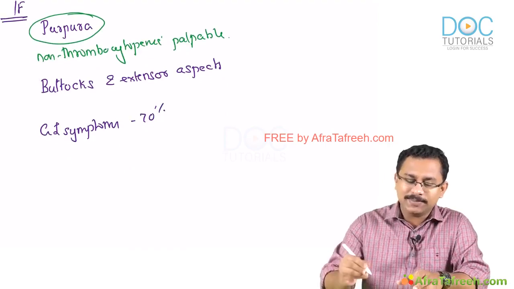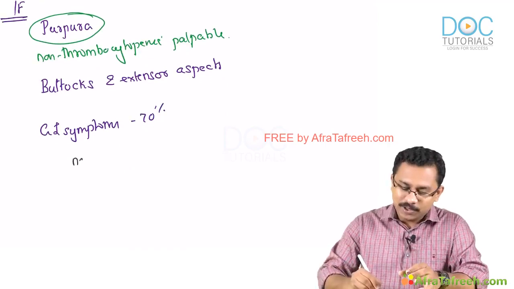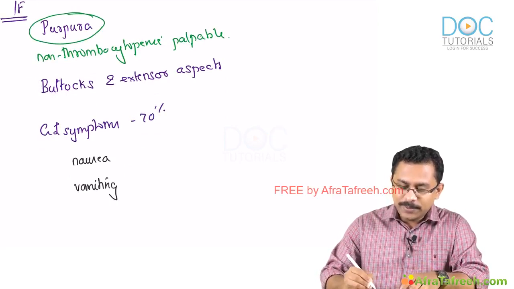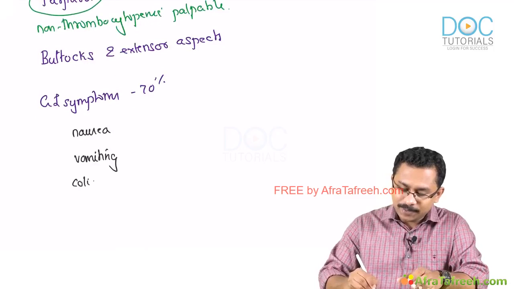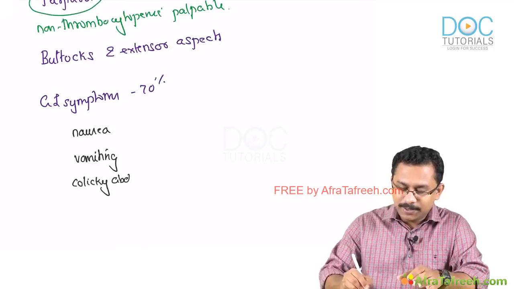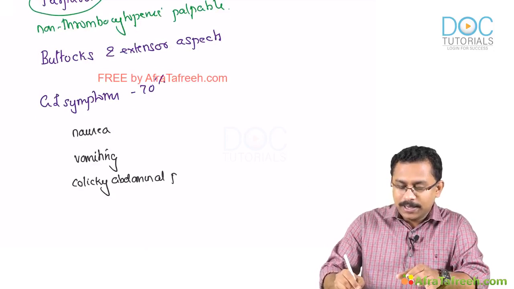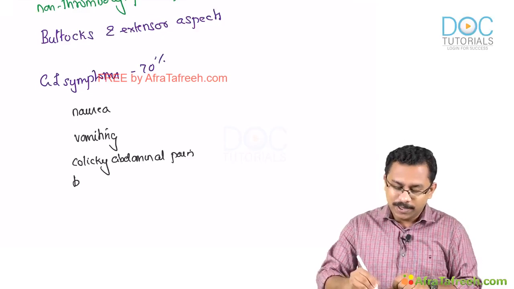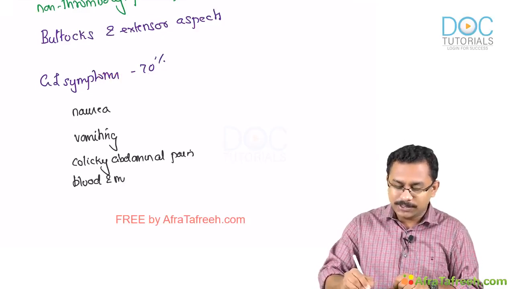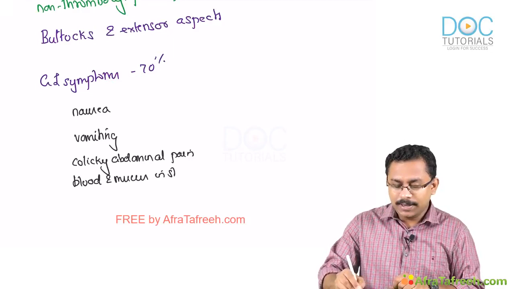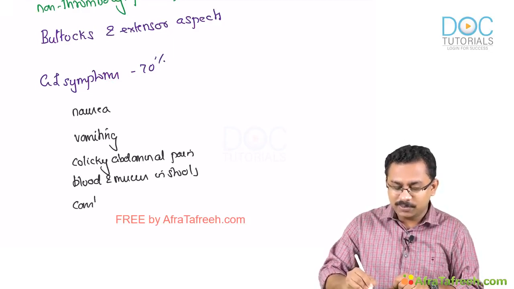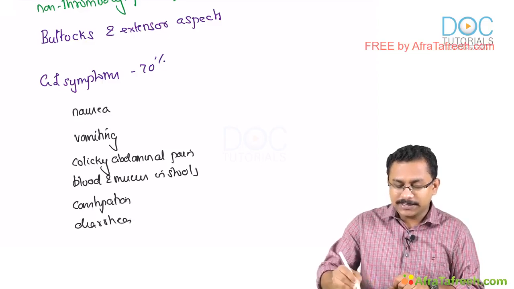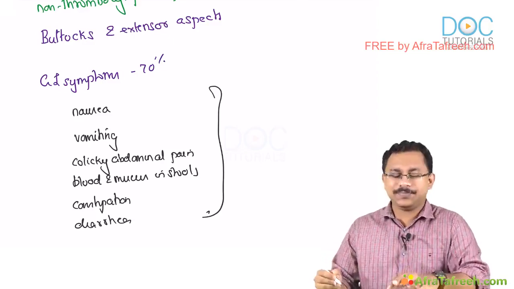And what are the GI symptoms in this disorder? You may get nausea, vomiting, and colicky abdominal pain. Sometimes you can even have blood and mucus passing in the stool. You may have constipation, sometimes diarrhea. So these symptoms may be there in as much as 70% of patients.